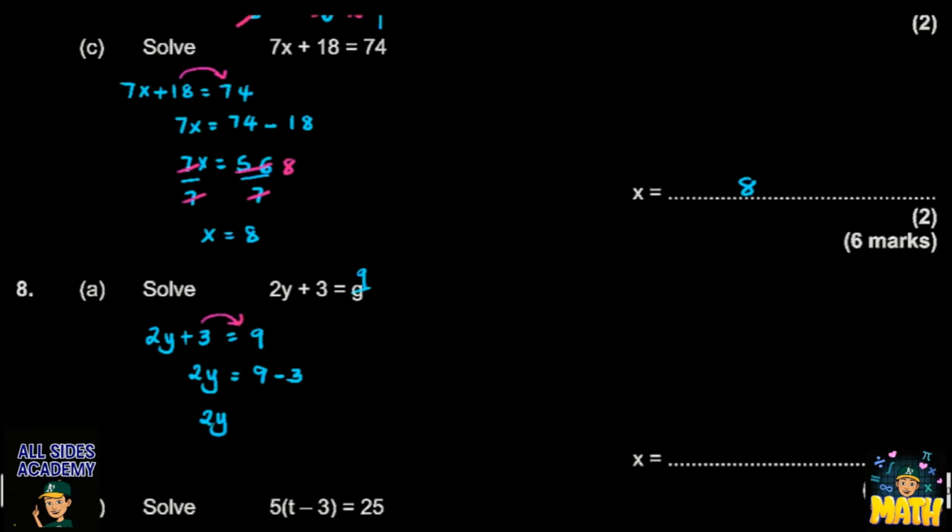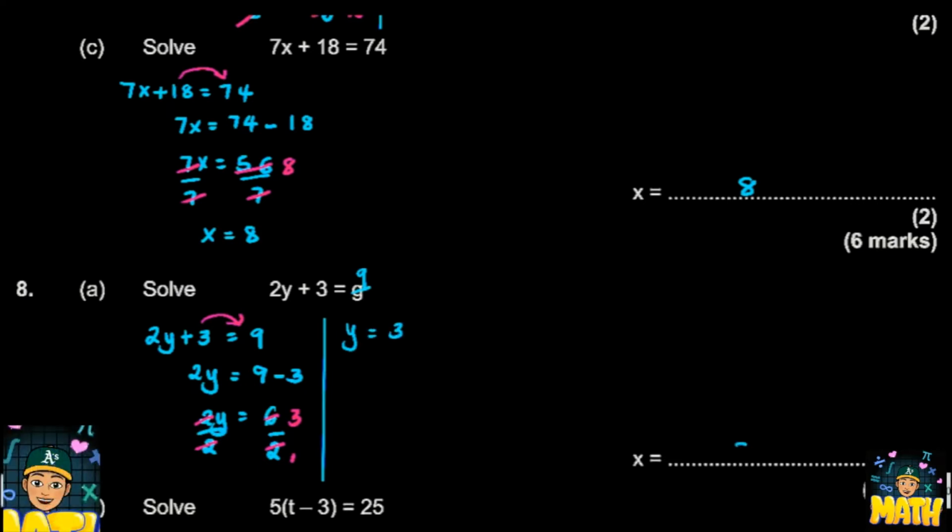So we will write 2y equals 9 minus 3. When we subtract, 2y equals 6. Divide both sides by 2. The 2s cancel out, and then 2 divides 6 three times. So the value for y right there will be 3. That is y right there, not x.